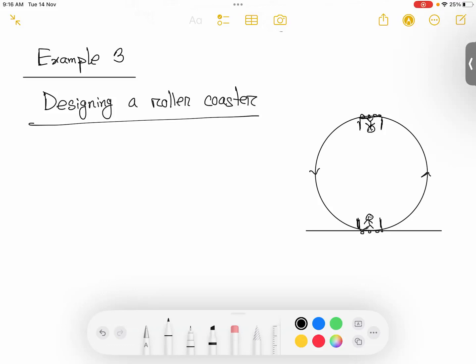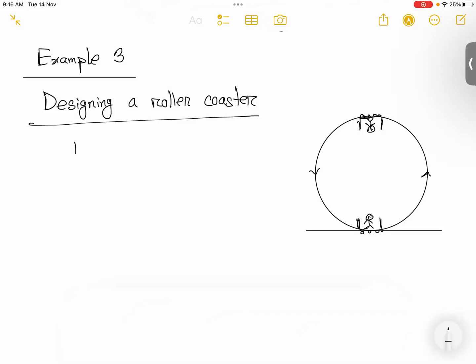That's the first thing that I'm going to do. The second thing I'm going to do is obviously there will be seat belts, but I can also remove those seat belts. So let's say no seat belt.